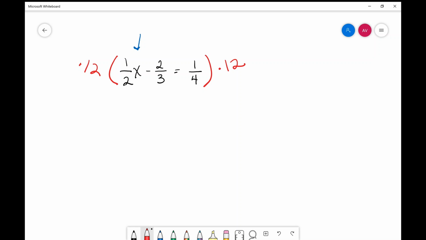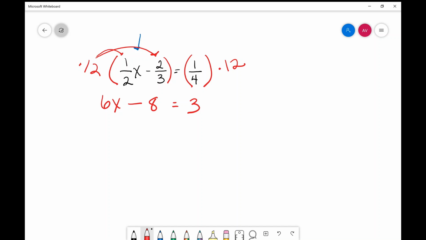So if I multiply the left side by 12, what do I need to do? I need to multiply this into every term on the inside of, let's just say there are parentheses here, right? So 12 times 1/2 x, what is that? That's 6x. What's 12 times 2/3? What's that going to be? 8. Equals, now I'm going to do this 1/4 times 12. What is 1/4 of 12? That's 3. And now I still have an equation that's balanced, and I'm not dealing with fractions anymore.